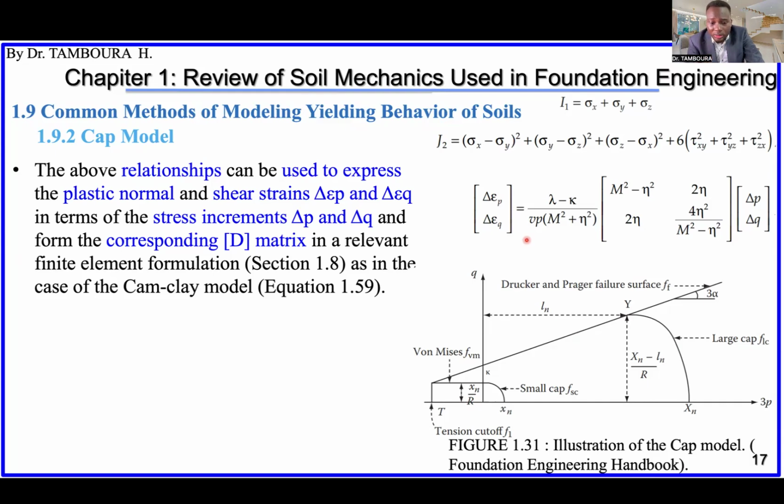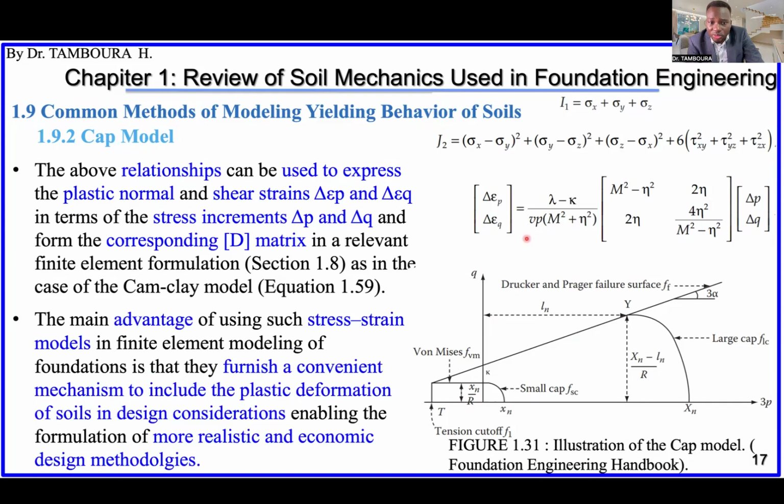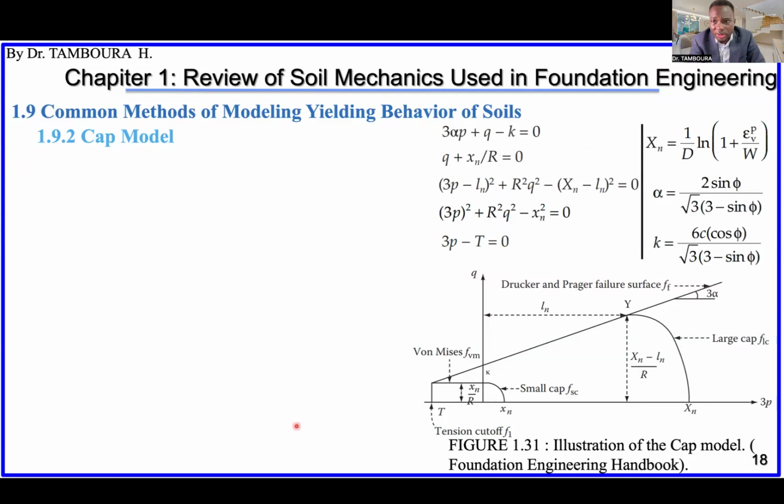FEA formulation. So the main advantage of using this kind of relationship is that in the finite element modeling of foundations, it gives a convenient mechanical mechanism to include the plastic deformation of soil in design consideration and allows the formulation of a more realistic and economic design methodology. This is very important for reliable numerical analysis.